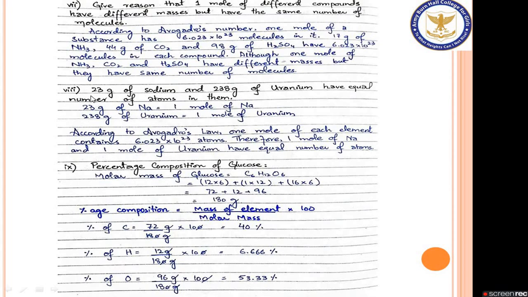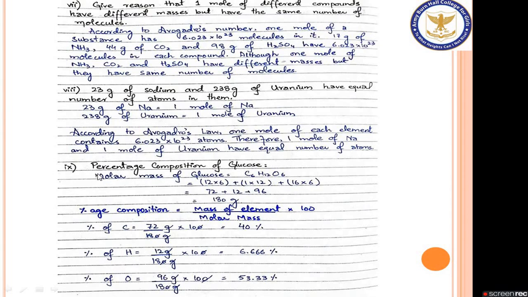Part 8. 23 grams of sodium and 238 gram of uranium have an equal number of atoms in them. 23 grams of sodium is equal to 1 mole of sodium, while 238 gram of uranium is equal to 1 mole of uranium. So 1 mole of these 2 different elements contain the same number of atoms in them. According to Avogadro's law, 1 mole of each element contains 6.023 into 10 raised to power 23 atoms in them.